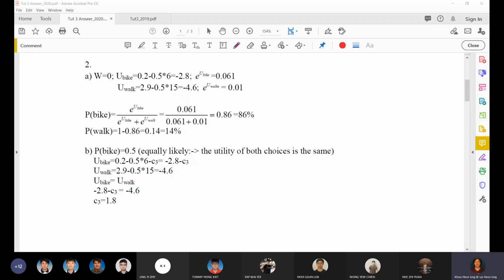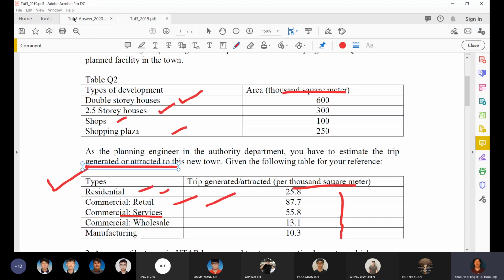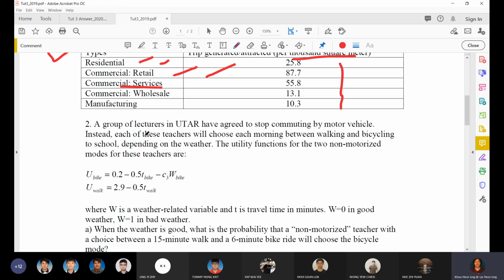Okay, so now we move to question number 2. All right. So question number 2 is on the mode choice. A group of lecturers in Utah have agreed to stop commuting by motor vehicle. Instead, each of these teachers will choose each morning between walking and bicycling to school, depending on the weather. The utility functions for the two non-motorized modes are given.